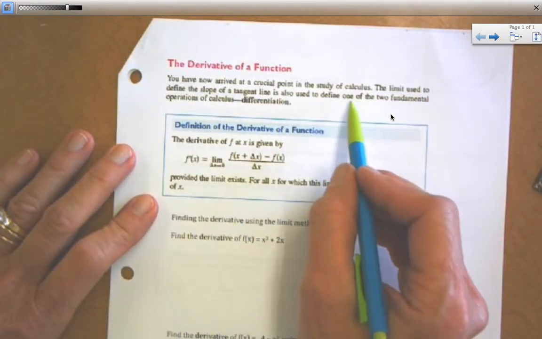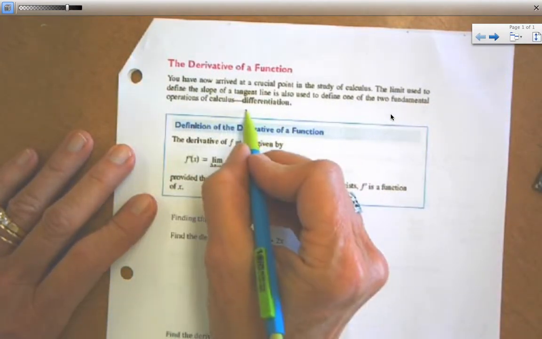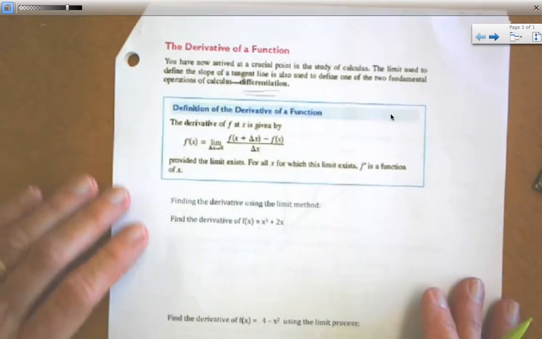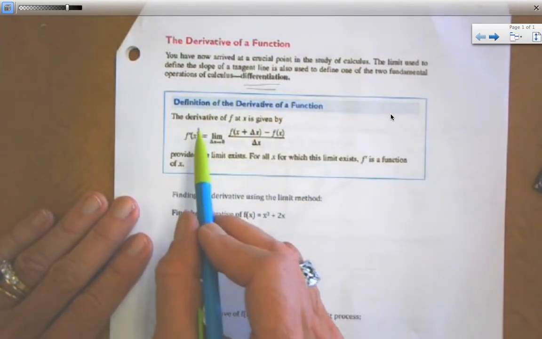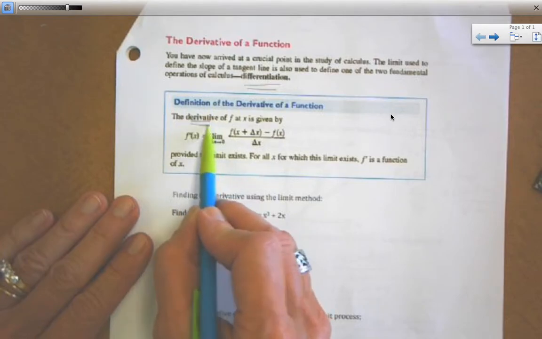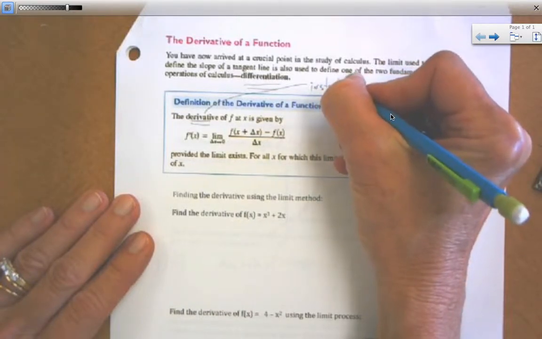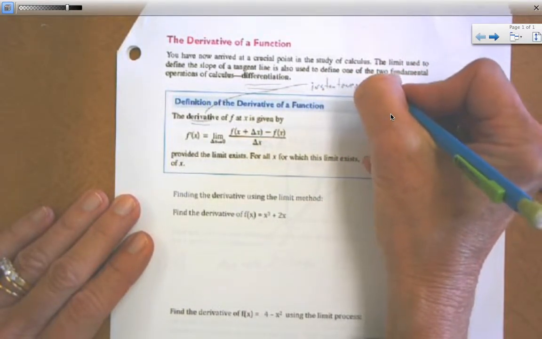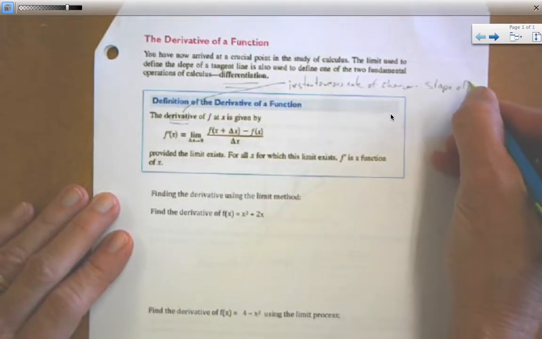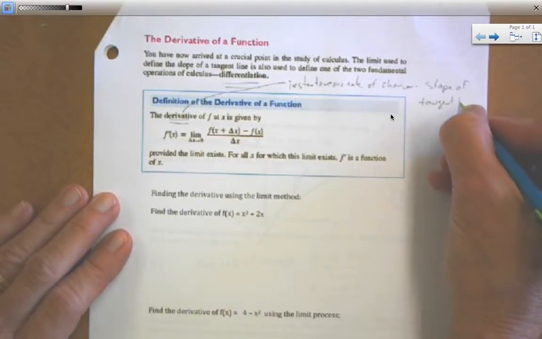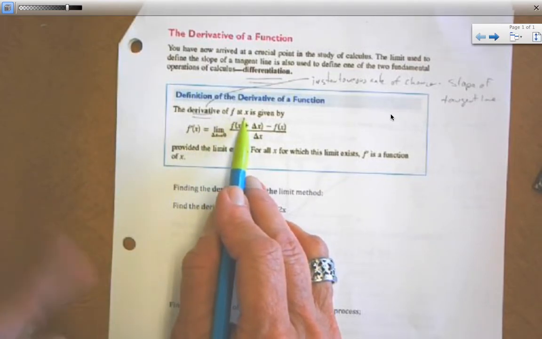It's also used to help us with the process called differentiation. Differentiation is just taking the derivative, and the derivative is finding the slope of the tangent line. So instead of writing slope and saying slope of the tangent line every time, we just call it a derivative. The derivative means the same thing as instantaneous rate of change, which is the slope of the tangent line of f at x, one location.